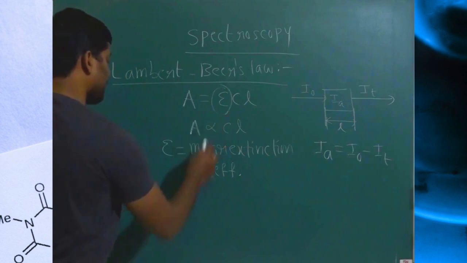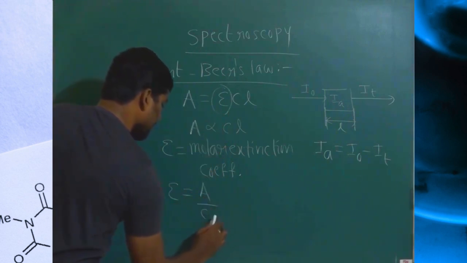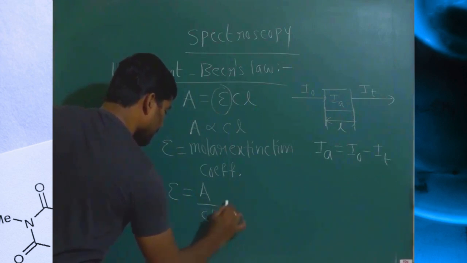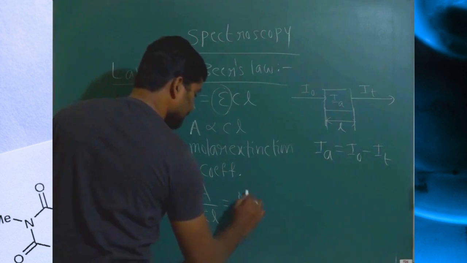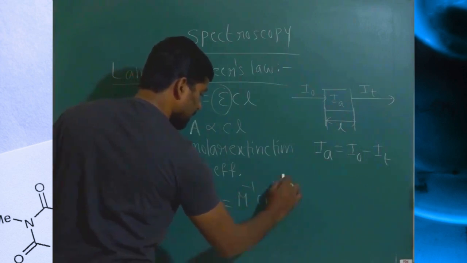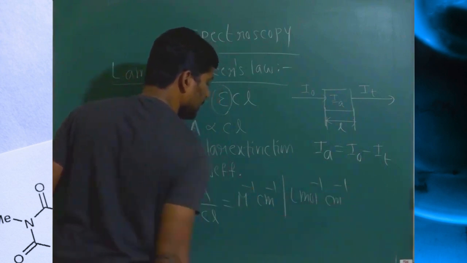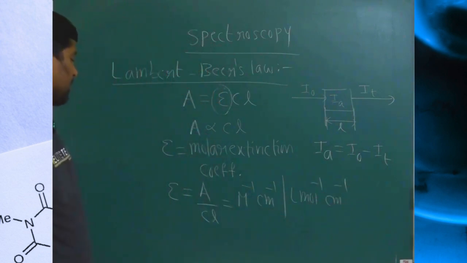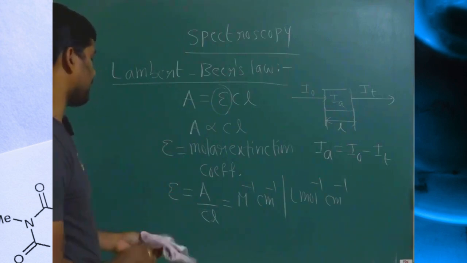So what is the unit for epsilon? Epsilon is equal to A by C l. Absorbance has no unit, so we get C inverse, l inverse. That means M inverse centimeter inverse, or liter per mole per centimeter. That is the unit for epsilon, the characteristic of the given substance.